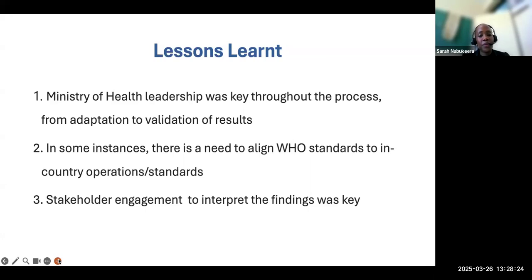Stakeholder engagement to interpret the findings was key because as you realize, during our exercise of key informant interview survey, you realize that we had green for SBCC and task sharing.